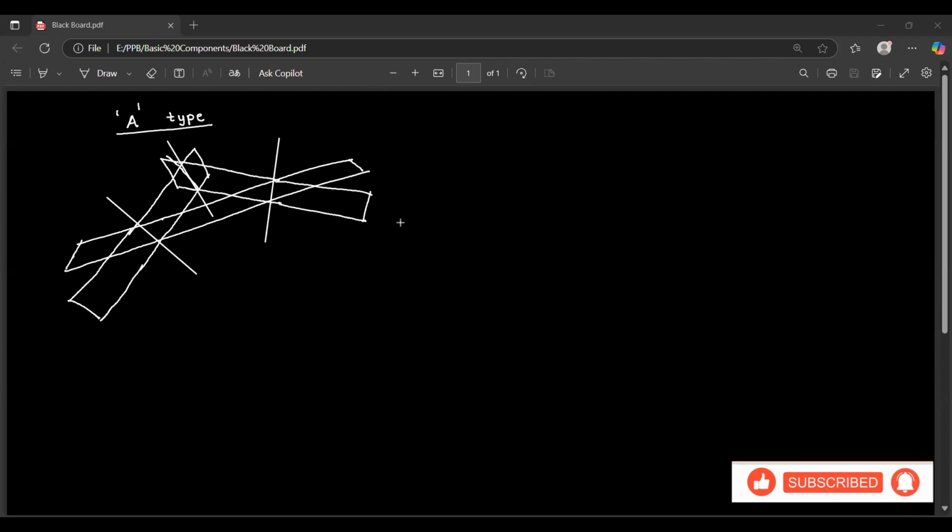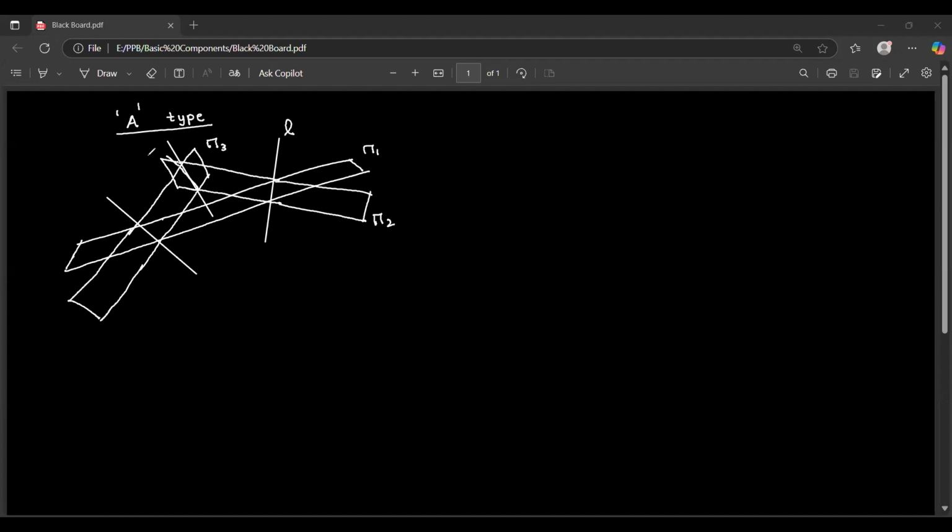But all these straight lines mean that all the planes are intersecting with each other, but not at the same line. Not at the same line. I mean, phi 1 and phi 2 intersect here. Okay, let's say that is L. Phi 3 and phi 2 intersect at M. Phi 1 and phi 3 intersect at N, but they are not intersecting with each other. So this is also an inconsistent system. Okay, this is also an inconsistent system of equations.